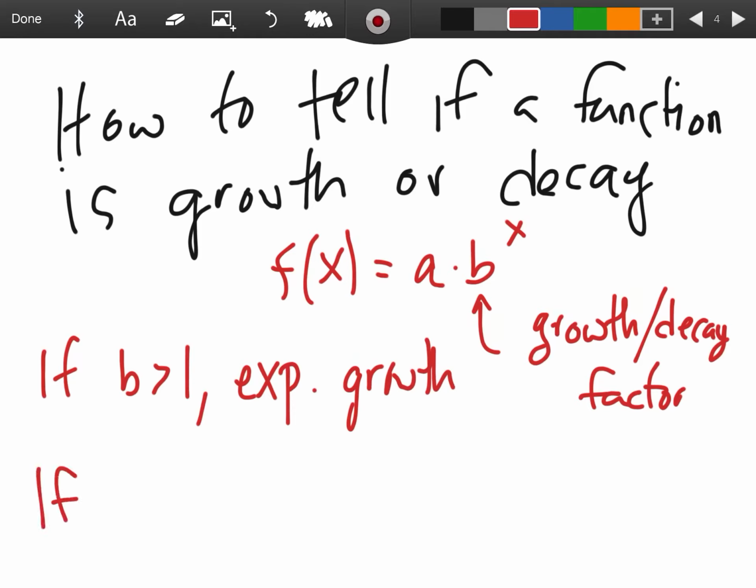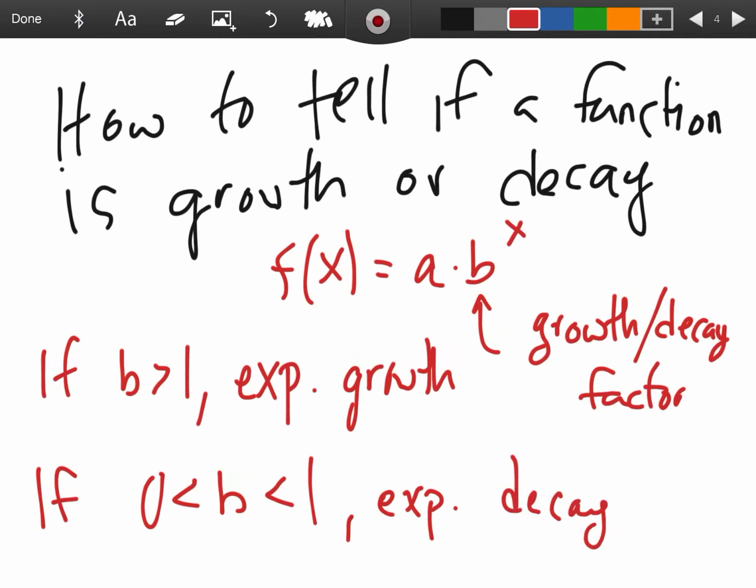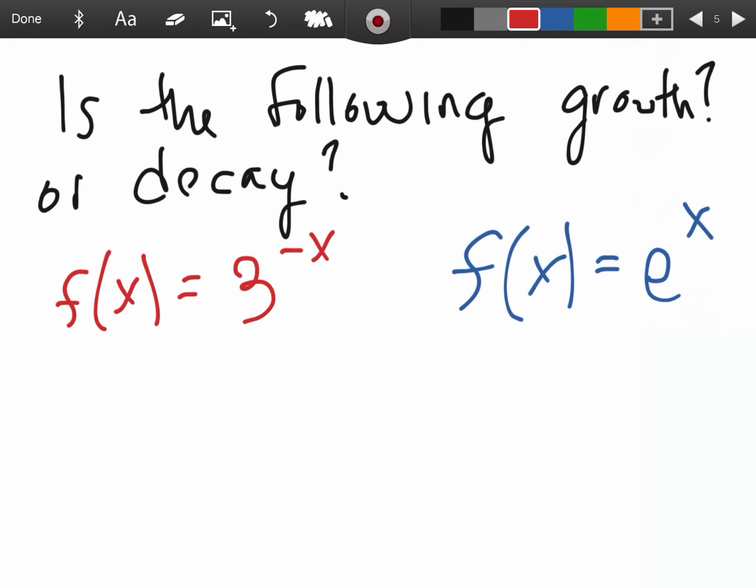So if b is less than 1, of course we know it still has to be greater than 0, but it's less than 1, this is going to be our exponential decay. All right, so if b falls between 0 and 1, it's exponential decay. So let's just do a couple of example problems.